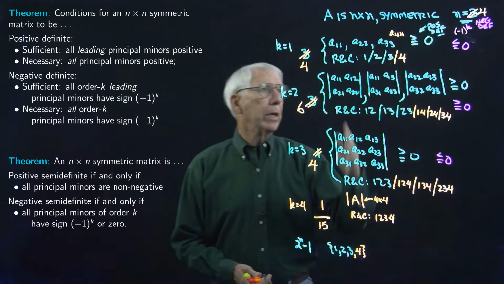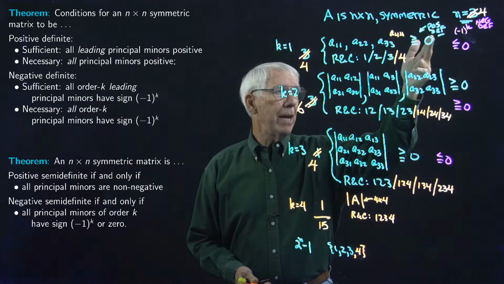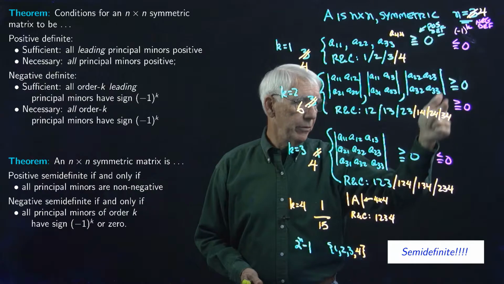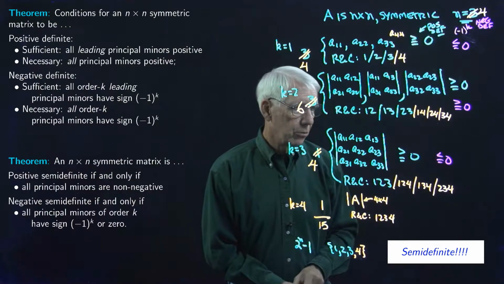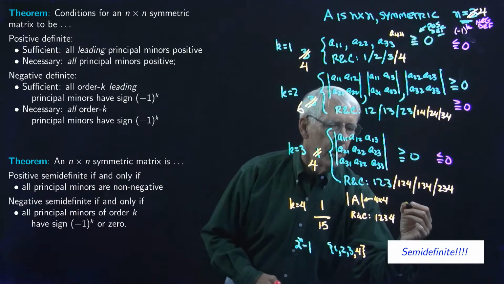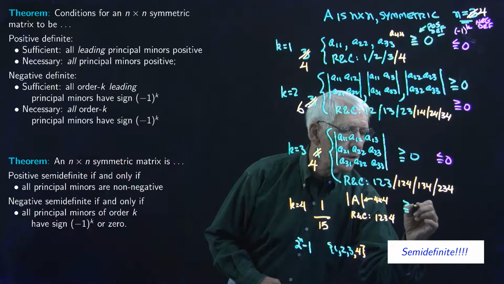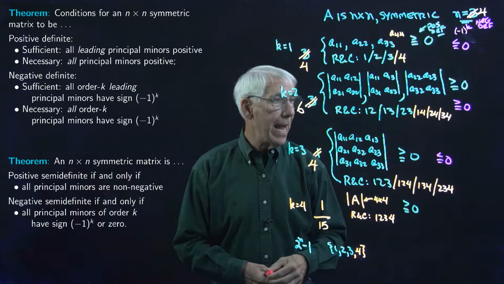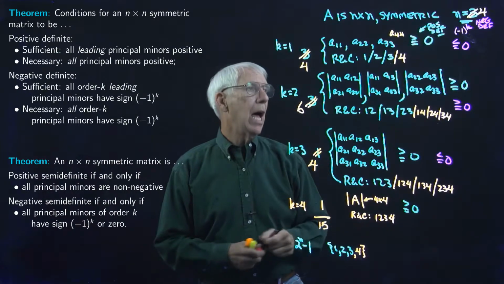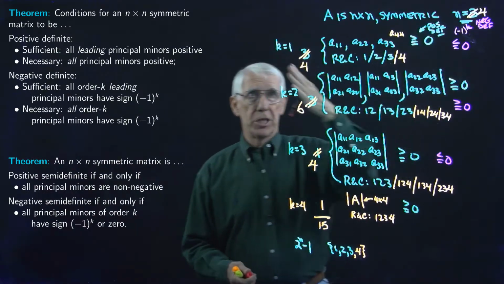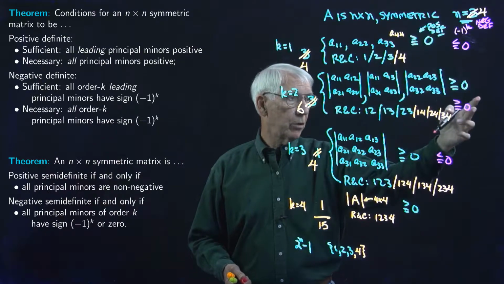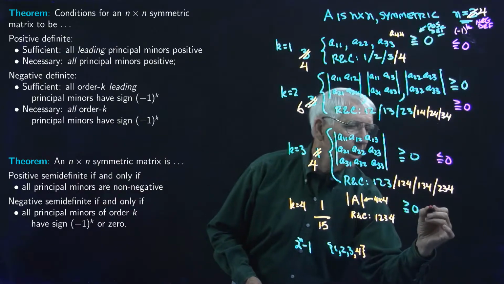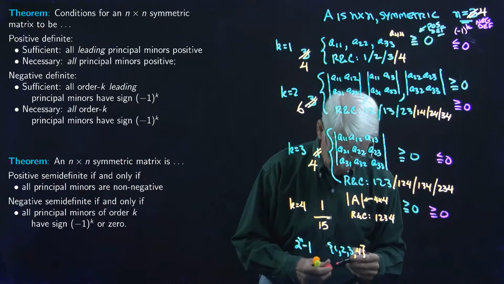So again, we get the same conditions for positive definite. We have to have greater than or equal to 0, greater than or equal to 0, same thing here, and the same thing here. So we use the same color here for this, greater than or equal to 0. And then for negative semi-definite, we have still k equals 1, first order principal minors, less than or equal to 0, greater than or equal to 0, less than or equal to 0, and greater than or equal to 0.